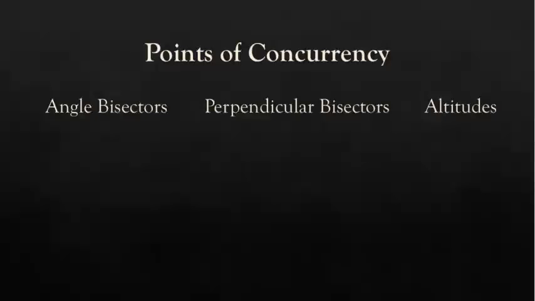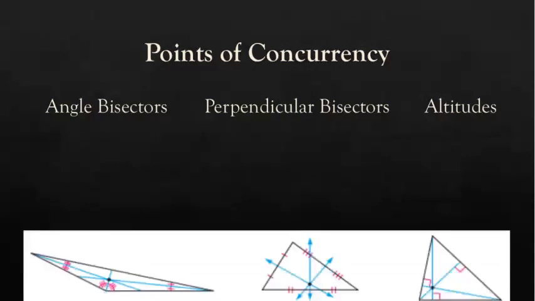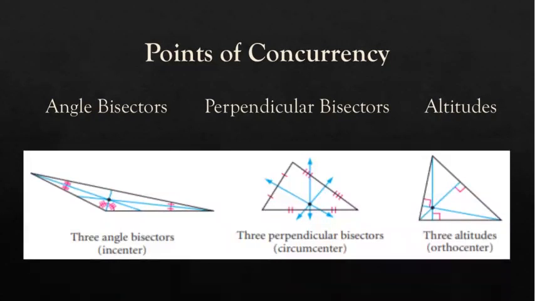So our points of concurrency. Let's review what happens when we have the three angle bisectors. Are they concurrent? Where do they meet? What about the perpendicular bisectors or the altitudes? Try to review in your head as I show us the picture. The angle bisectors meet at the incenter. The perpendicular bisectors will meet at the circumcenter. And the three altitudes will meet at the orthocenter.